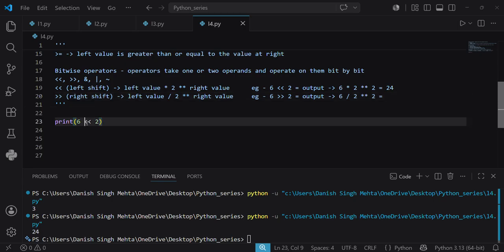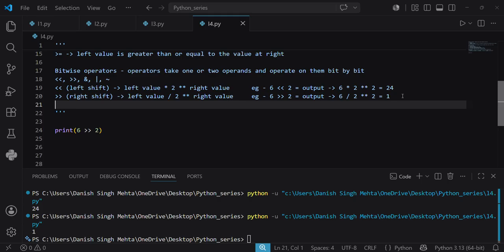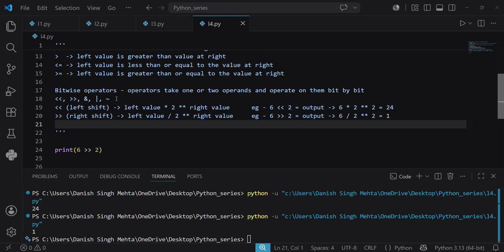If I do right shift here, yes, if you see, the answer will be 1.5 something, but here the decimal is removed and we get 1. Okay, so this is left shift and right shift.